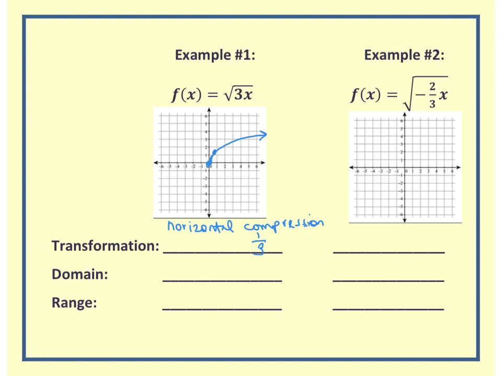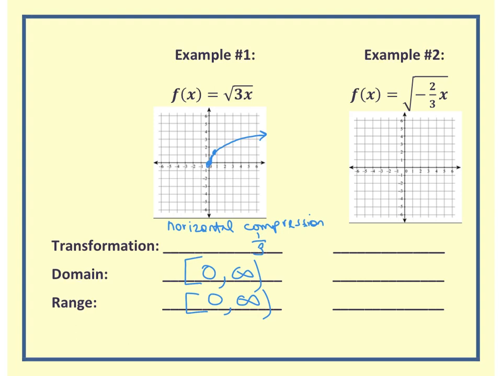And a horizontal compression makes the graph do what a vertical stretch does. It makes it look like it's getting a little bit taller. The horizontal compression is pulling it to the y-axis. My domain did not change. My domain is 0 to infinity. My range did not change. My range is also 0 to infinity.